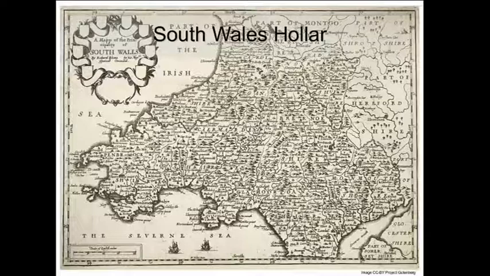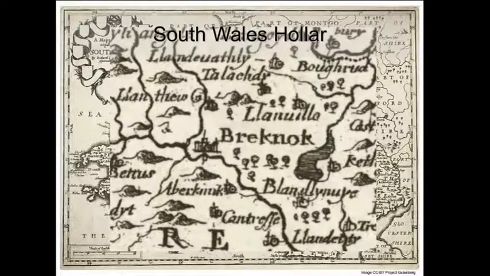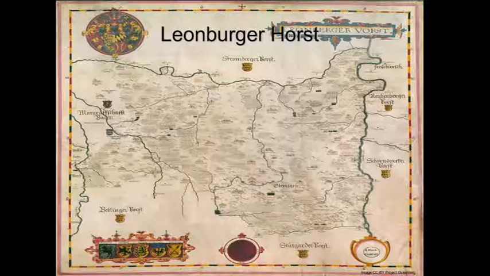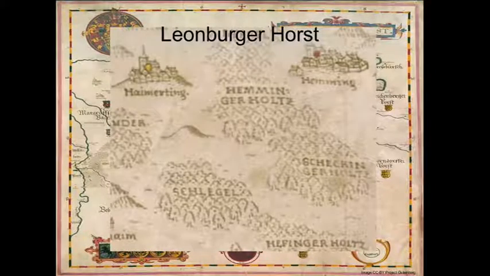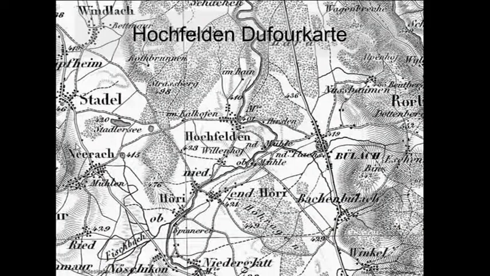South Wales, Hollar, somewhat later. If we look at the detail, we have woodlands represented by small groups of trees. The Leonburger Horst, which I think is relatively near here. Again, the trees are represented in a pictorial manner. This is the Dufour cart, I hope relatively near to where our president of the OSMF lives.